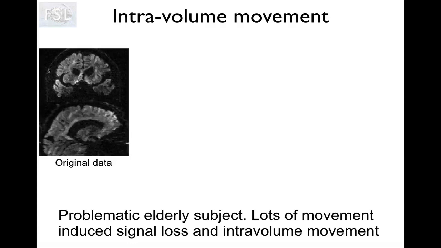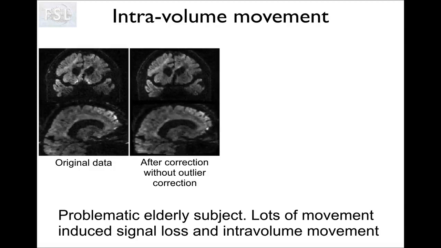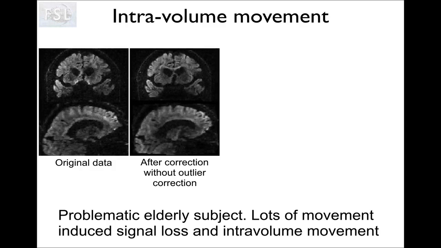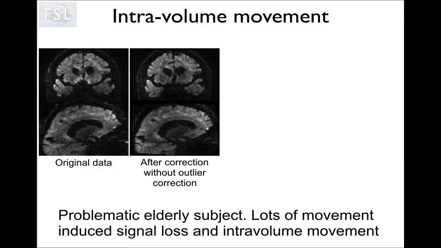So there's a lot going on in this data set, you see. And seeing this data set, you would probably say, well, this is a lost data set. I don't think we can do anything with this. So let's see. First of all, we do just a correction for eddy currents and movement. We don't do any outlier correction. We don't do any slice to volume realignment.